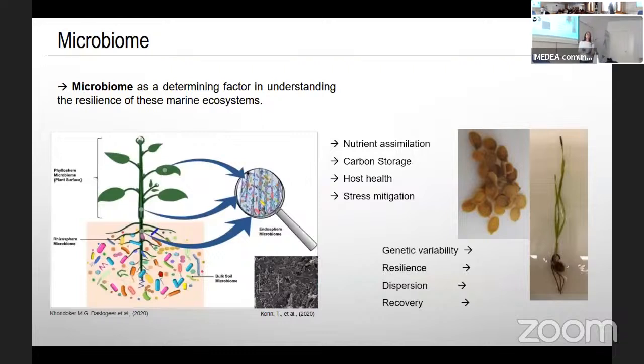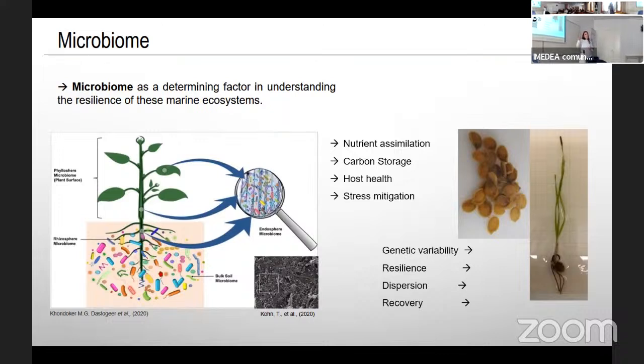And we decided to focus on the microbiome as one of these determining factors in understanding the resilience of these ecosystems. And why microbiome? Because I know there are different factors that are important for seagrass health and their resilience, but we want to study the microbiome because, although seagrass microbiome research is still in its early stages, there are some studies that prove that they have a diverse microbiome that can contribute to some aspects of seagrass development and growth. In addition, their effect on health in terrestrial plants has already been proved.